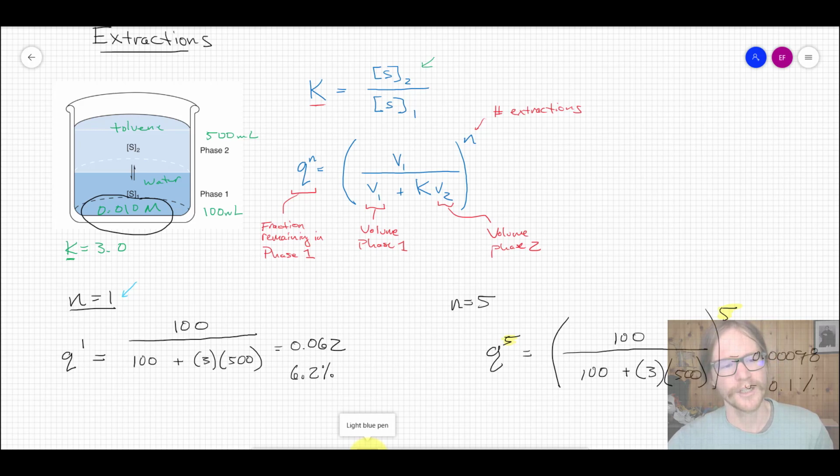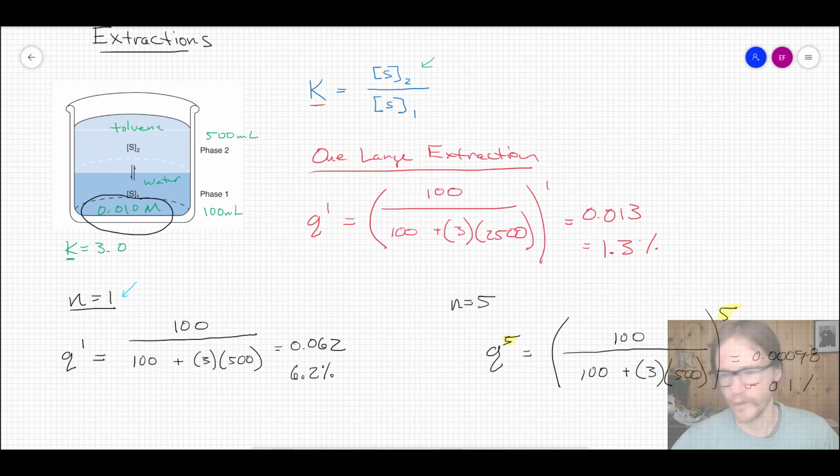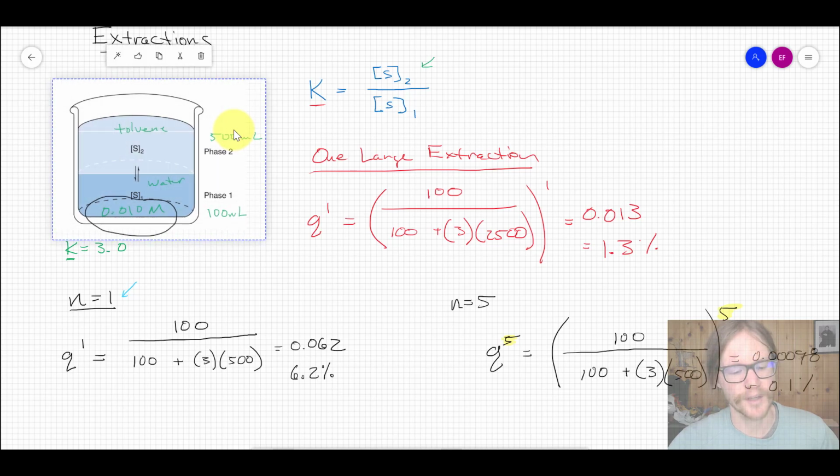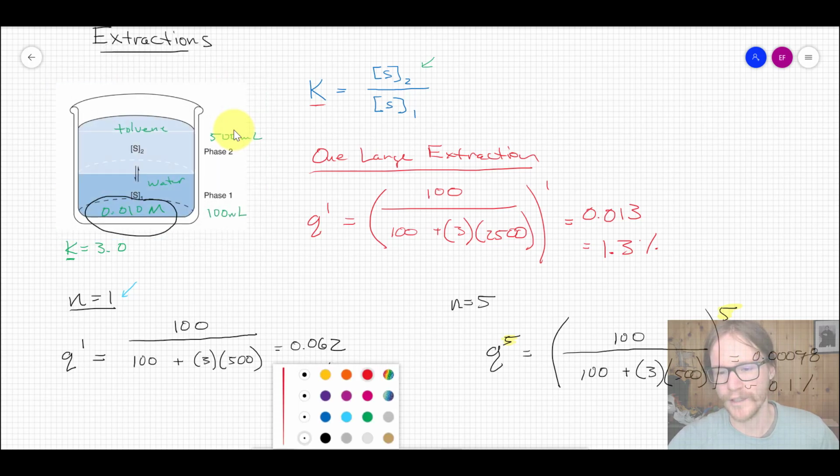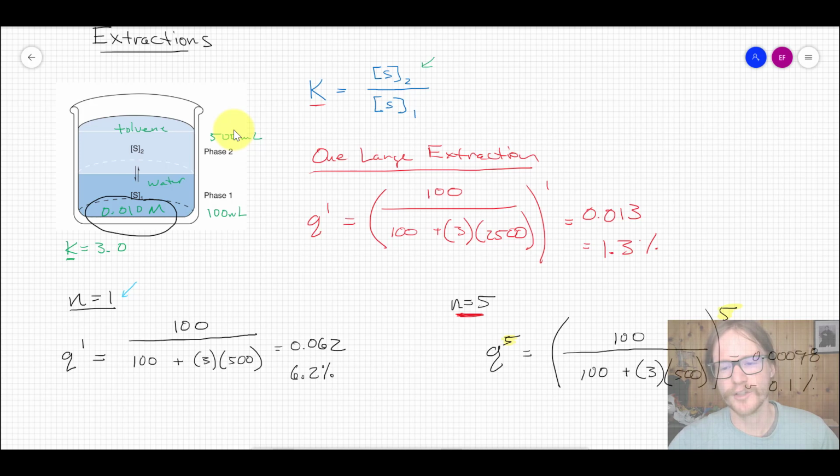In other words, if we did this one time, as in one large extraction, where instead of using 500 mL 5 different times for 5 subsequent extractions, which is what we did here, we just use the same total volume, which would have been 2,500 mL, 5 times the original 500 for the toluene layer, and did that all in one big extraction, what we get is about 1.3 remaining in the solution as opposed to 0.1.